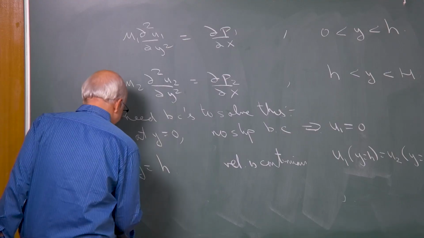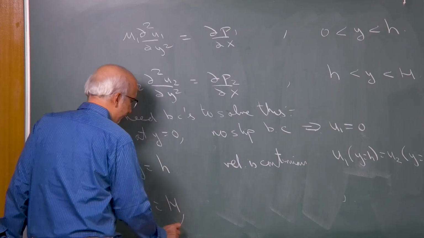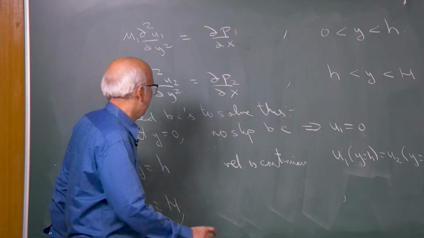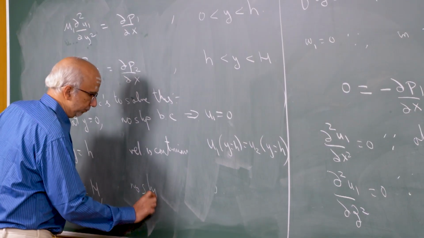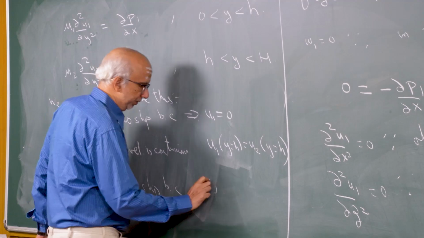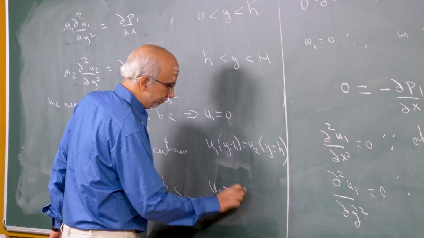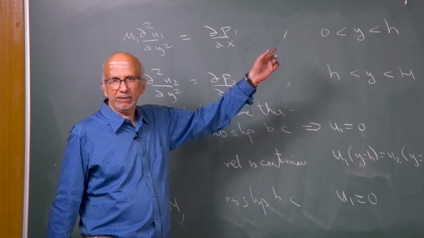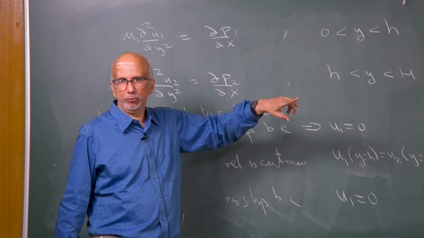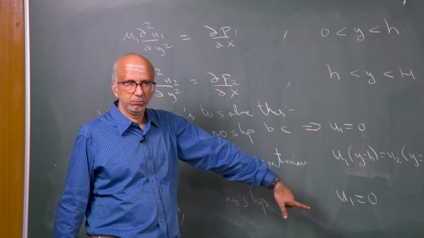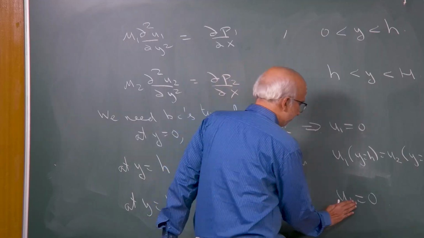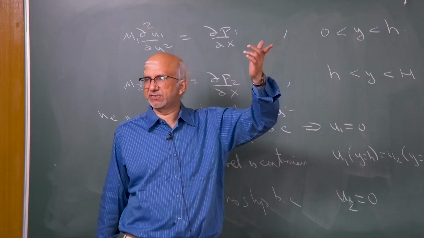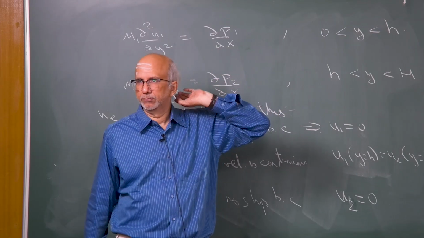And then I have at y equals capital H, which is the other wall. What is the boundary condition I am going to put? Again, no slip boundary condition. I am going to put u1 equals 0. Is this right? At the upper wall, you do not have the first fluid, you only have the second fluid. It can't be u1, it has to be u2. Okay. So, at the upper wall, it is u2 equal to 0, because the first fluid does not exist at capital H.